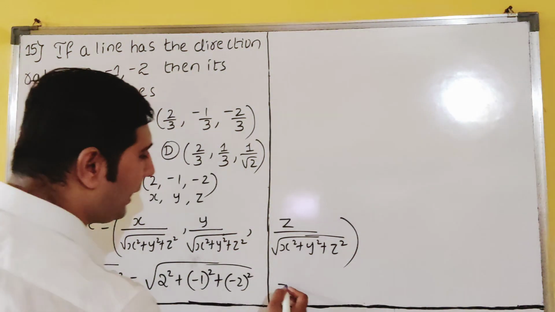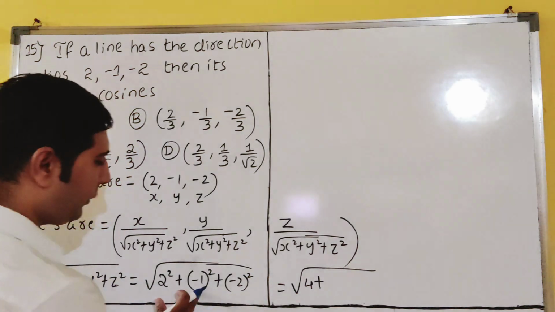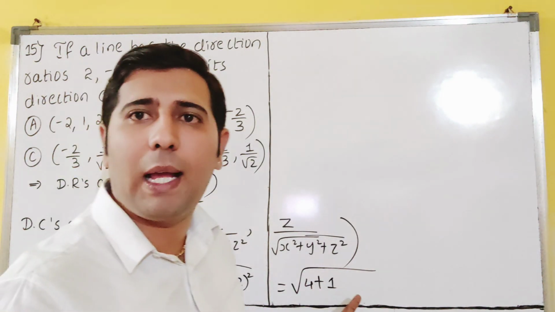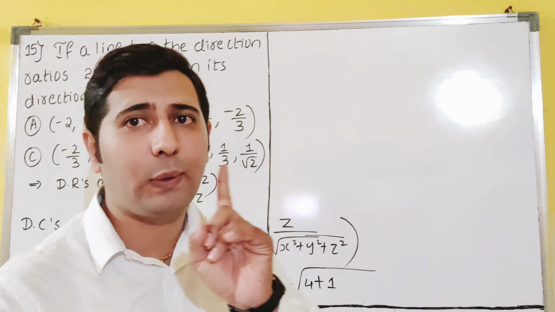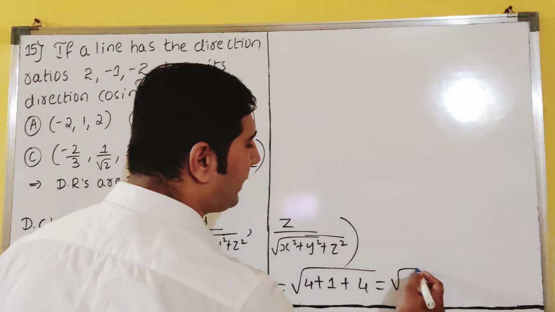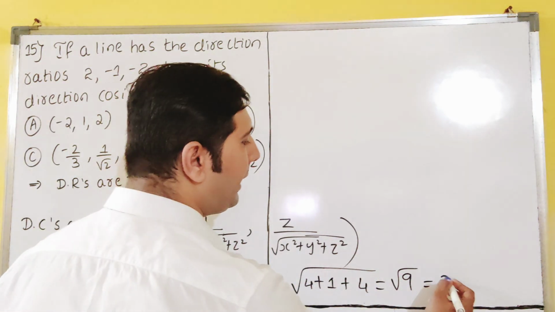So how much will you get? You see here, 2 square is 4, minus 1 square is 1, dear students. Don't write minus 1 now. This is plus 1, dear students. Minus 1 square is 1. So minus 2 square is 4. So you will get root 9. 4 plus 1 is 5, 5 plus 4 is 9. Root 9 is nothing but 3.